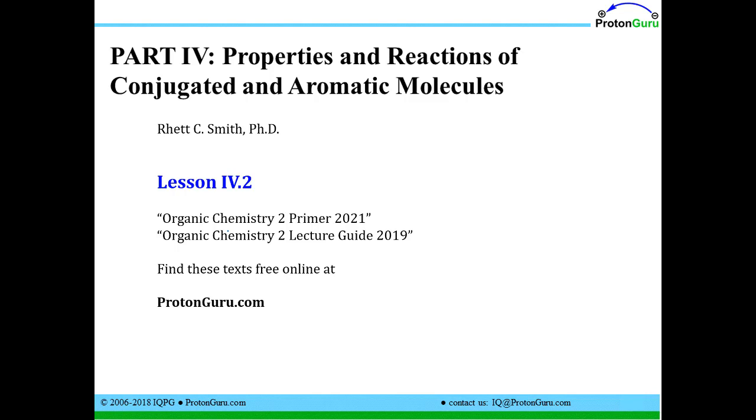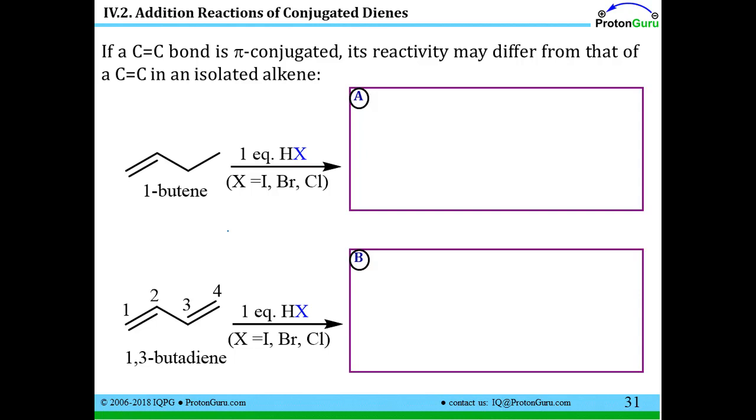Today we're going to start with Lesson 4.2 and continue our study of pi conjugated molecules. In our last lesson, we learned about the difference in stability for conjugated versus isolated alkenes. So if a carbon-carbon double bond is pi conjugated, its reactivity is going to be different from that of a CC bond in an isolated alkene as well.